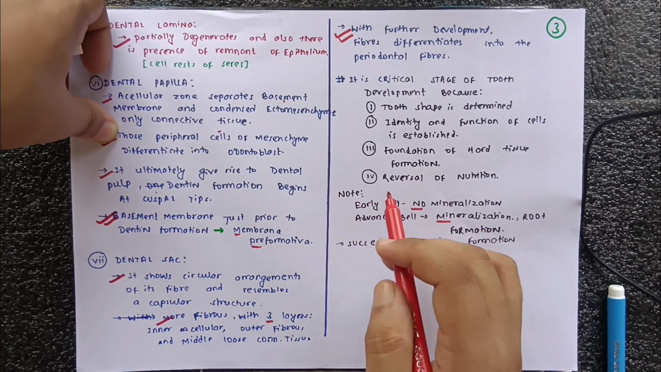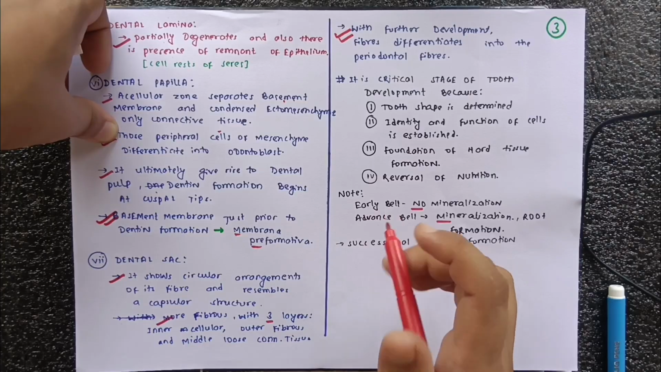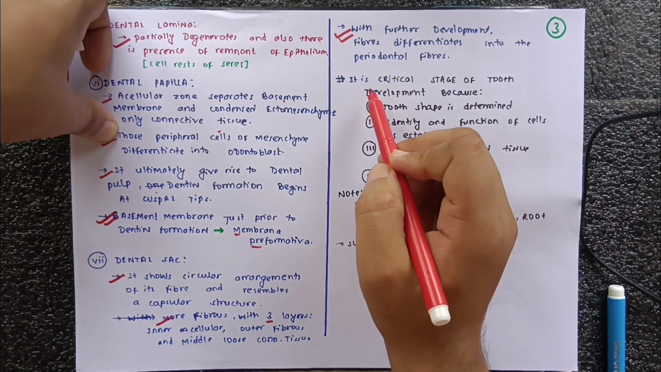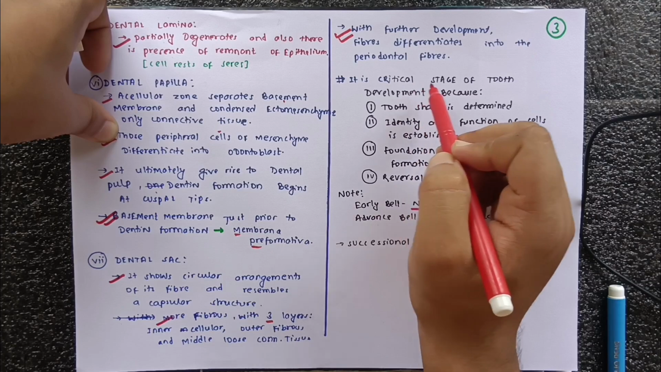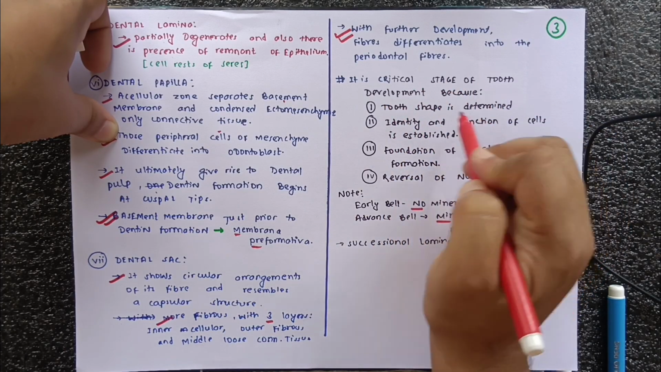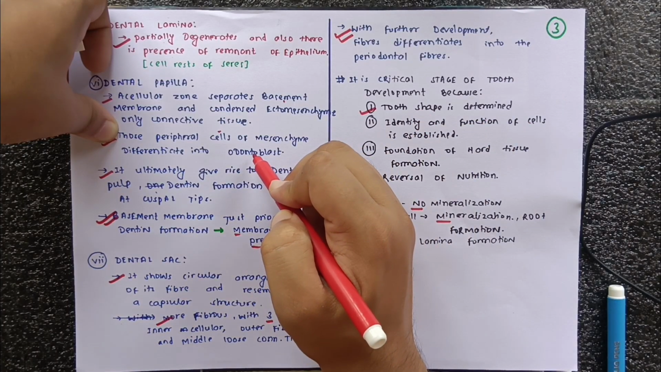Okay, I have discussed this point in the first video, so you should watch all those videos so that you can easily relate all these things. After that, as I have written here, it is called the critical stage of tooth development, because the tooth shape is determined here. This is one of the most important things happening in this early bell stage.